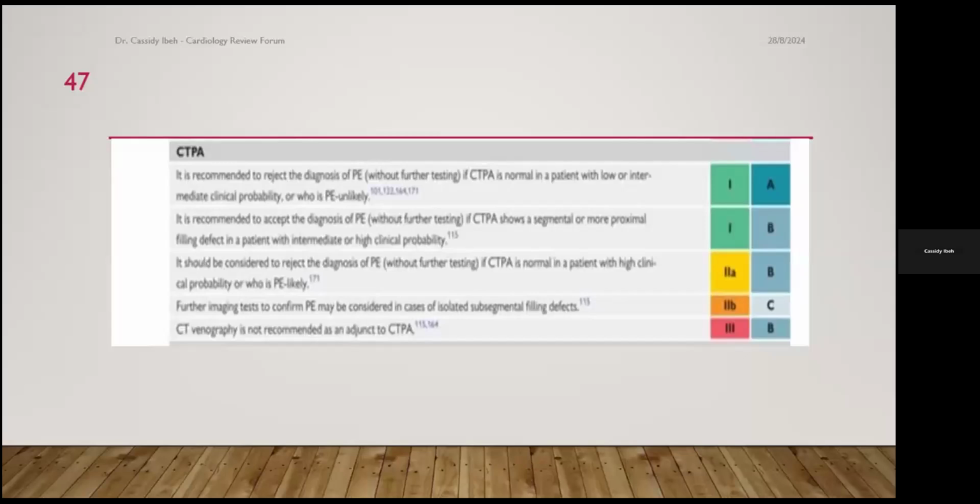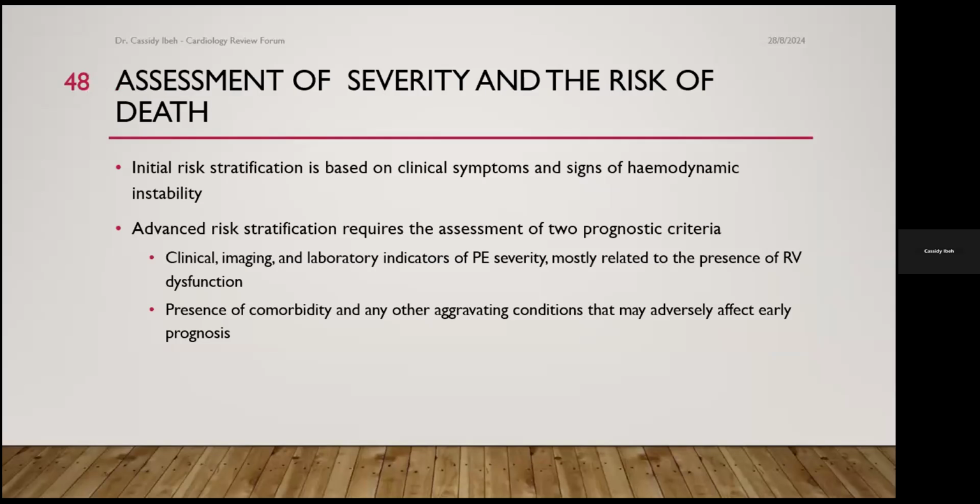Okay. Now, assessment of severity and risk of death. Initial risk stratification is based on clinical symptoms and signs of hemodynamic instability. Advanced risk stratification requires the assessment of two prognostic criteria. You have the clinical, imaging, and laboratory indicators of embolism severity, which is mostly related to the presence of right ventricular dysfunction, so you actually need echo. Then you also have the presence of comorbidity and any other aggravating condition that may adversely affect the prognosis. So this is the advanced risk classification and what you need to look at for the prognostic criteria.